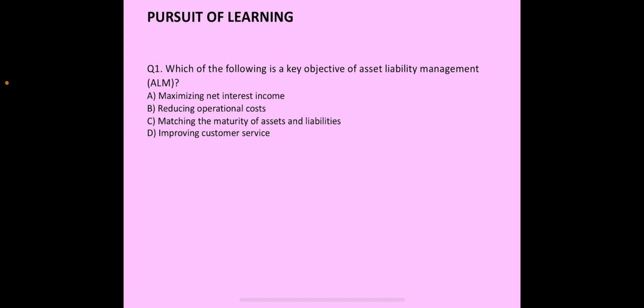First question is, which one of the following is a key objective of asset liability management? Maximizing net interest income, reducing operational costs, matching the maturity of assets and liabilities, improving customer service. The most important and key objective is option C, matching of the maturity of assets and liabilities.